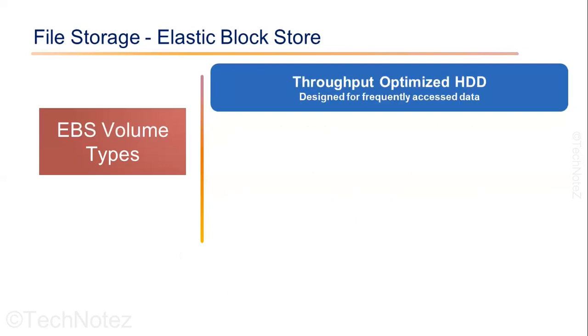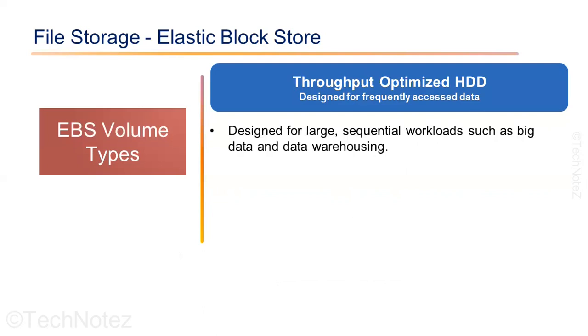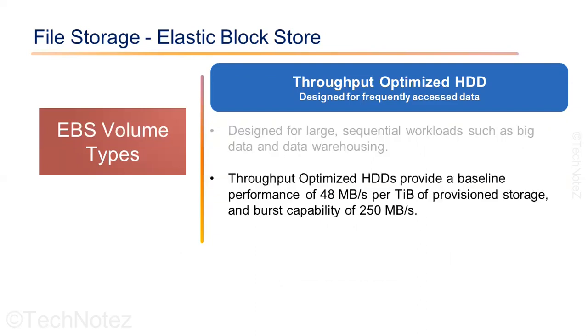Throughput optimized HDD. Throughput optimized HDDs are based on traditional magnetic hard disk drive technology. They are optimized for large sequential data workloads that require a high level of throughput such as big data, data warehousing, and log processing. Throughput optimized HDD provides a baseline performance of 48 megabytes per second per TB of provisioned storage and burst capacity of 250 megabytes per second. They are designed to deliver consistent throughput performance.